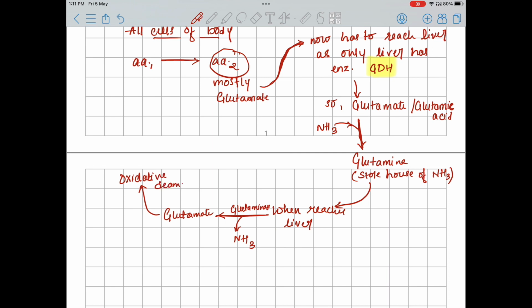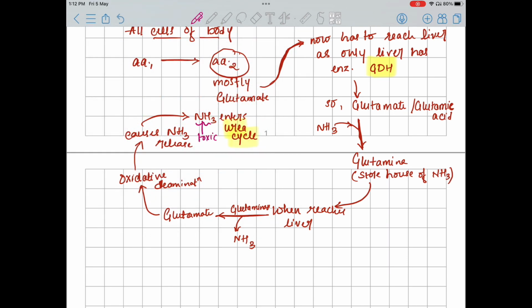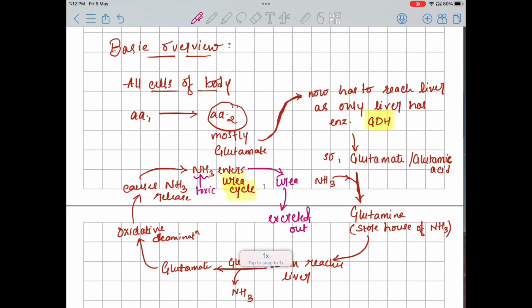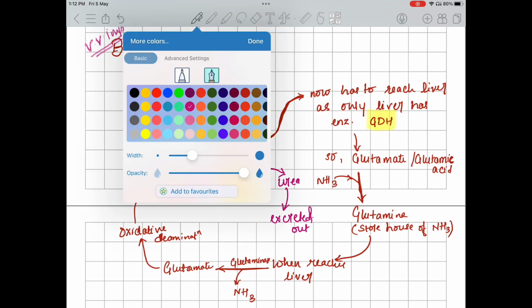Now it undergoes oxidative deamination. So first transamination, now oxidative deamination. This results in the release of ammonia. Now when ammonia is released in the liver, it undergoes a cycle which is known as urea cycle. Urea cycle is used to produce urea from ammonia. Because ammonia is said to be toxic in nature, so our body needs to convert ammonia to urea to be excreted out. So this was the entire overview of why transamination, oxidative deamination and urea cycle occur in our entire system.